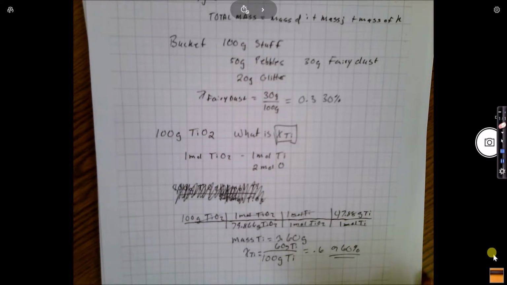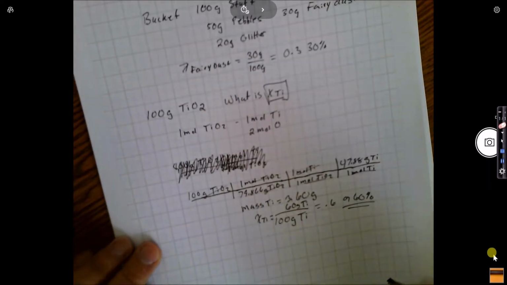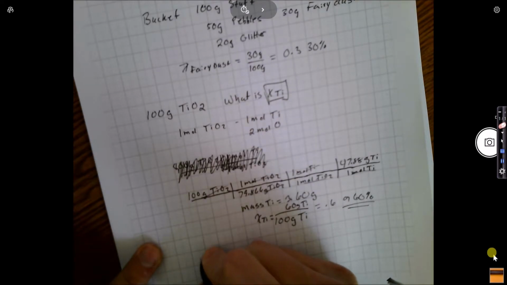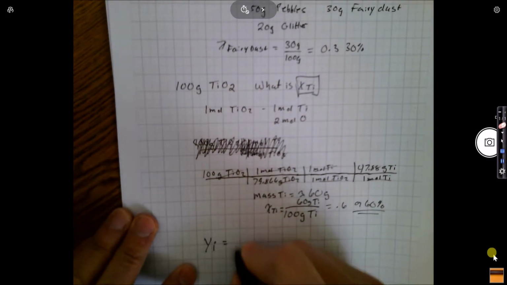The other fraction we care about, as I said before, is mole fraction. And I kind of verbally did this. Mole fraction actually is given in terms of Y sub i. And why? I don't know. Haha, pun. Get it? Okay, Y sub i is mole fraction.